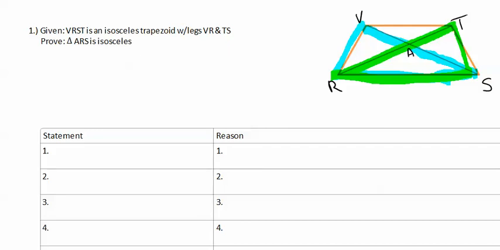So now looking at those triangles and thinking about the properties of an isosceles trapezoid, we know that the legs are going to be congruent, and the legs in this case are VR and TS. So those are going to be congruent. We also know that RS is going to be reflexive on itself. It overlaps the sides of both the VRS triangle and the TSR triangle.